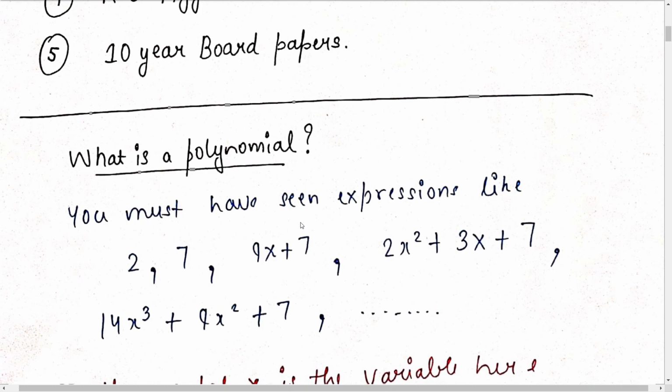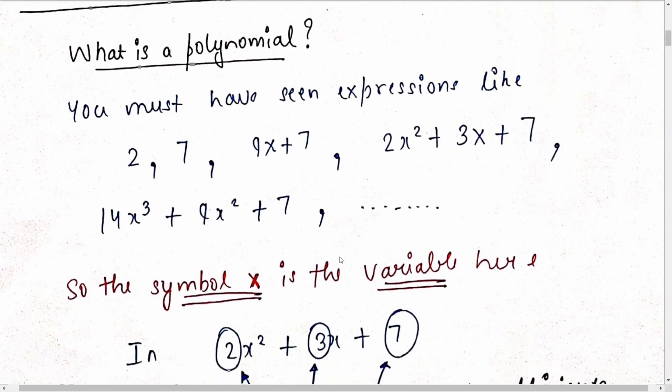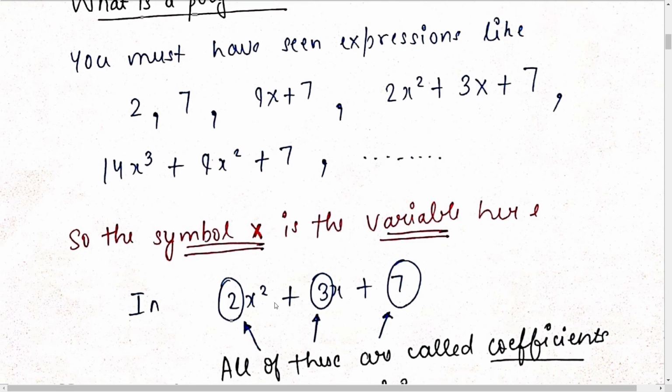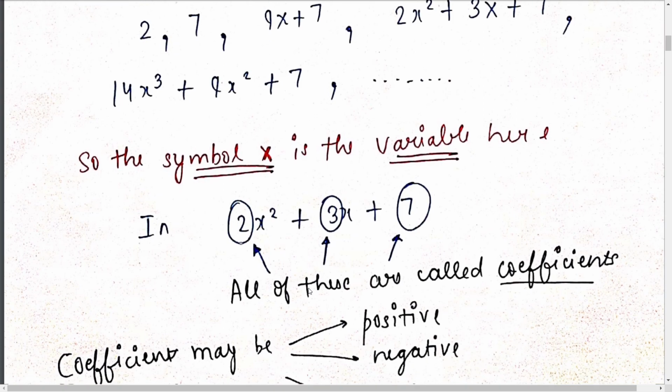So what is a polynomial? You must have seen expressions like this in your maths. These are numbers 2, 7. This is 9x plus 7, 2x squared plus 3x plus 7. This is 14x cubed plus 9x squared plus 7. So these are quite common, right? So the symbol x here, x is called a variable here. And these numbers, like in this 2x squared plus 3x plus 7, these 2, 3, and 7 are called coefficients.